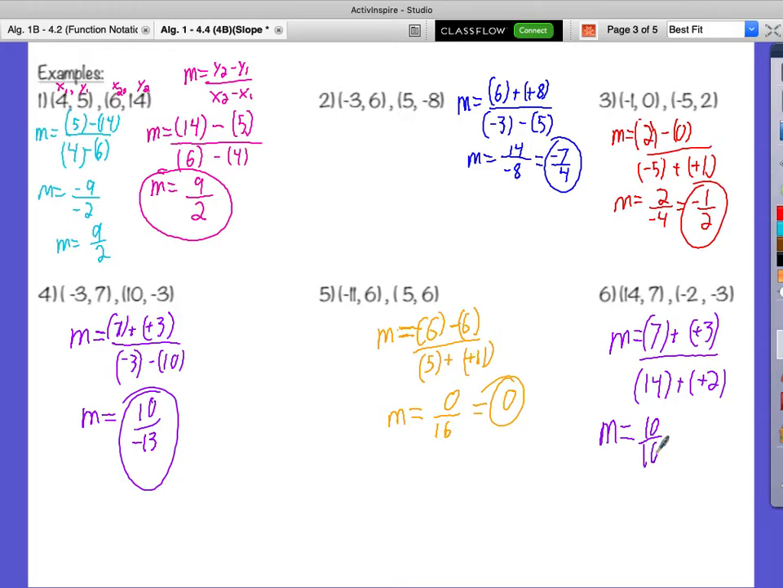15. Can we simplify? Yes. Into what? 5 over 8. 5 eighths. 5 over 8. 5 eighths. Okay?